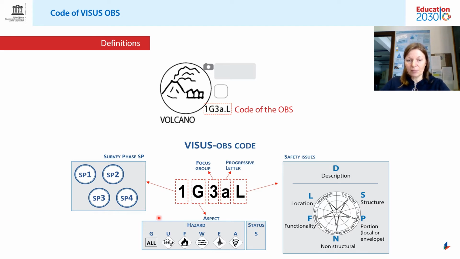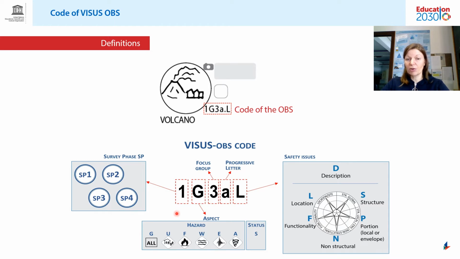Then there is a letter. In this case, the letter G, but the potential letters here are G, and this letter represents the aspect analyzed by the code. So the letter G concerns all hazards, the general aspects of all hazards. The letter U, the ordinary use, F for fire, W for water, E for earthquake, and A for air hazard. Finally, S concerns the status.